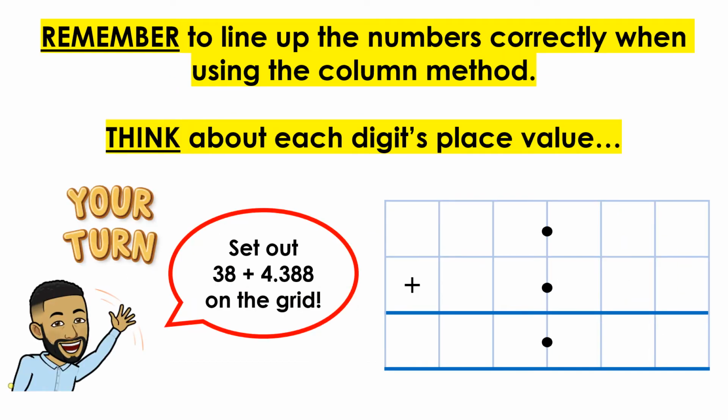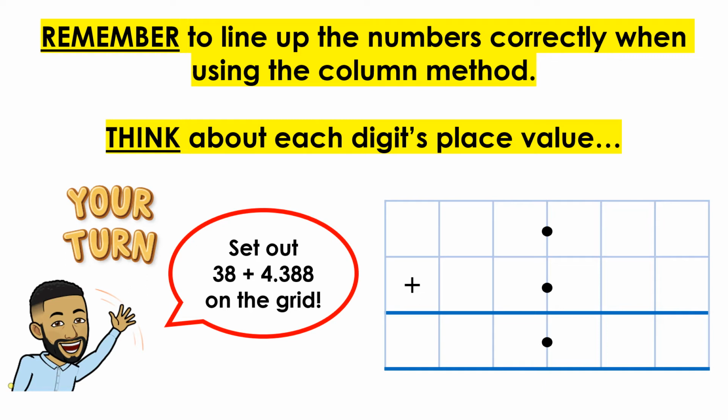On this example here, you have a whole number and a decimal number. I want you to set that out on this grid over here. Remember to line up the numbers correctly when using the column method and think about each digit's place value. So please pause the video and have a go at setting out these two numbers. Okay, let's see how we did.